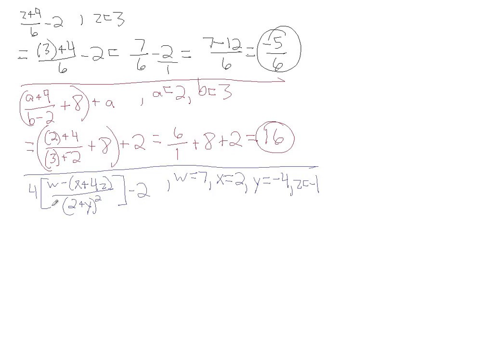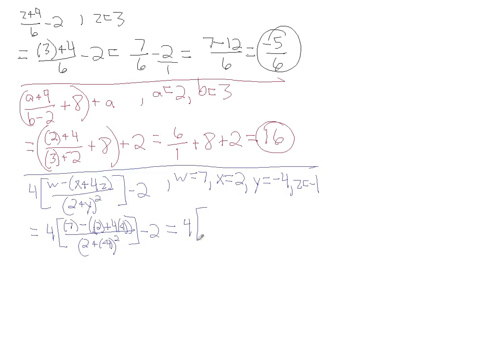Okay. This looks like a total mess, but we're just going to take it one step at a time, working from the inside out, and we're going to substitute in our values for our variables. So let's go 4 times w, which is 7, minus x, which is a positive 2, plus 4z, z is a minus 1, divided by 2 plus y, y is a minus 4, and squared, and we have our minus 2 out here. Okay, so we have all of our variables plugged in. Now let's go ahead and work from the inside out, treating our parentheses, and we'll go from there.